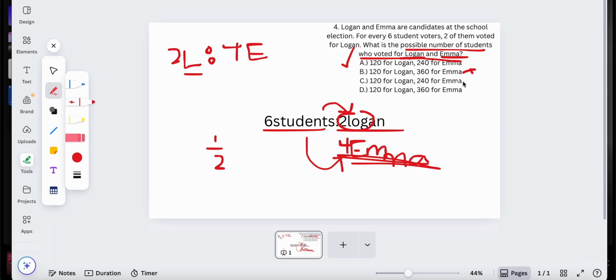Okay, anyways. So technically the answer should be 120 for Logan, 240 for Emma. I don't know why there's a duplicate. That's strange. There's a duplicate for each one. Anyways, the answer is technically A and C. On the answer key it says A. So either is fine if you put A or C.